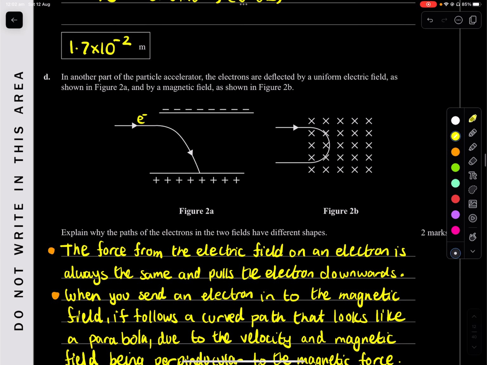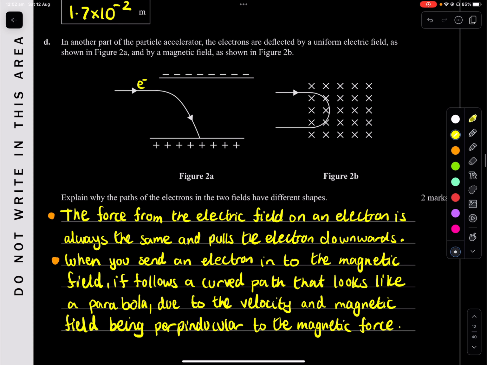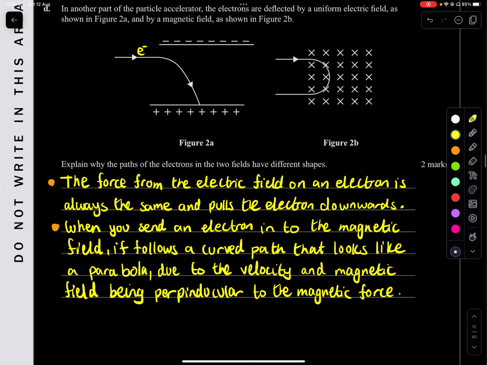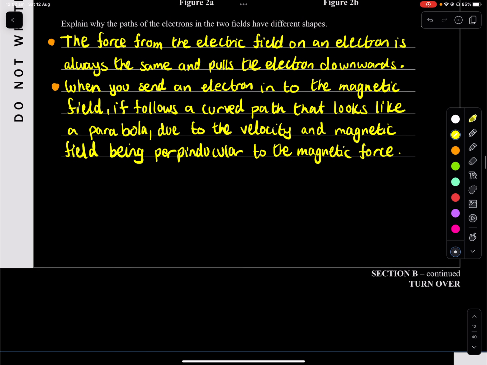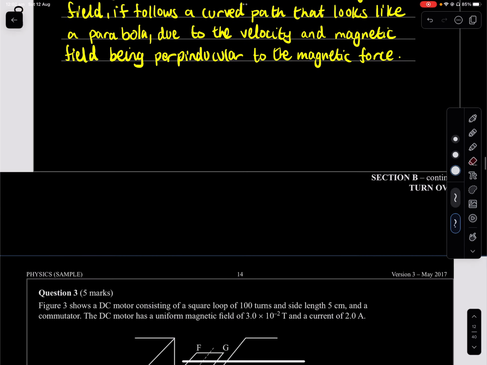Okay, is that right? The force from the electric field on the electron is always the same because it's constant and pulls the electron downwards. When you send an electron in the magnetic field, it follows a curved path that looks like a parabola due to velocity and magnetic field being perpendicular to the magnetic force. Yeah, good. I think that should give you it, but not too sure.